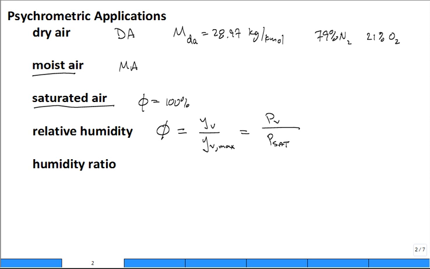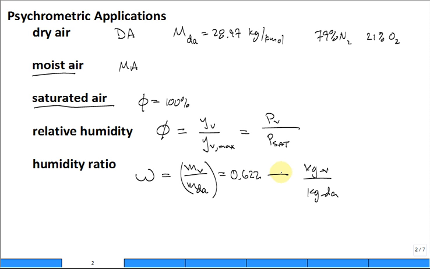Okay. We also were introduced to the humidity ratio, omega, and we related it to the mass of the vapor to the mass of the dry air. So it has units of kilograms of vapor per kilogram of dry air. How do we calculate it? Typically 0.622, that's a ratio of the molar masses, times the partial pressure of the vapor divided by the partial pressure of the dry air in the moist air mixture. So two humidities, relative humidity and humidity ratio.